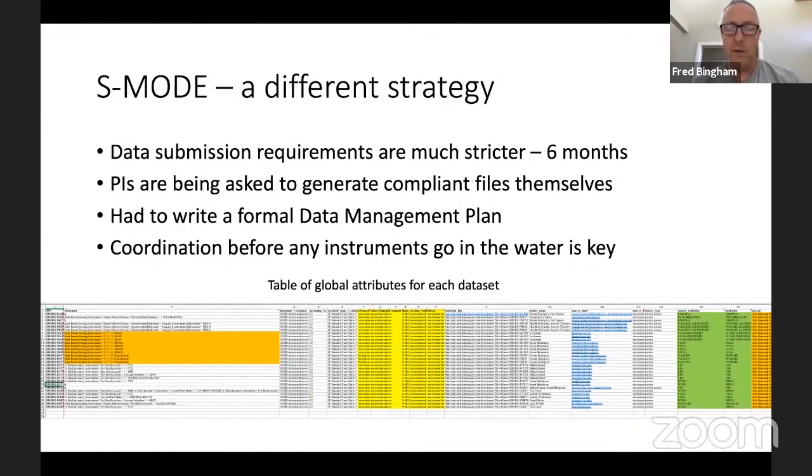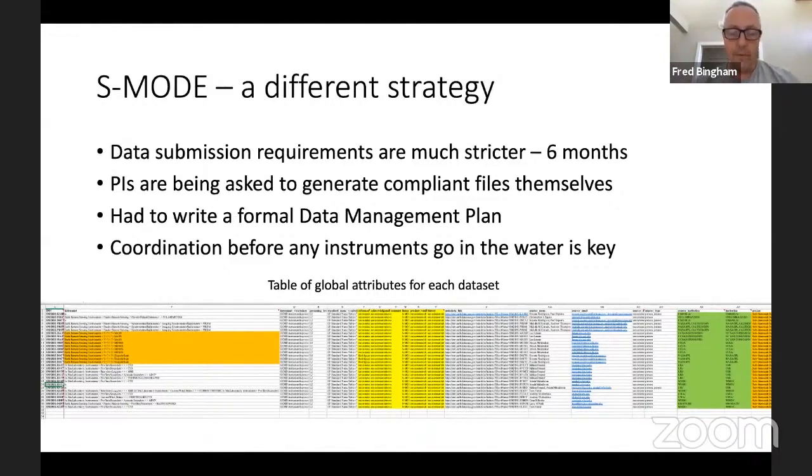With SPERS, it took close to a couple of years to get those data ready. With S-MODE, we have a strict deadline of 6 months. So the PIs are being asked to generate compliant files themselves. I had to write a formal data management plan. It's available online. It's quite a long, detailed, and involved document. So we're going to have to do a lot more coordination before any instruments go in the water.